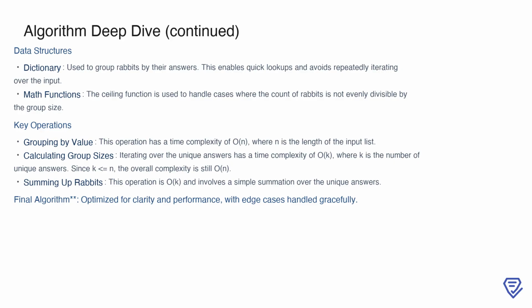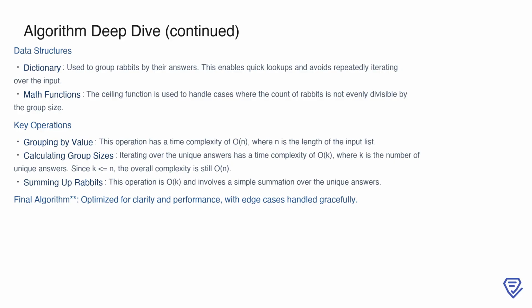This enables quick lookups and reduces the need to repeatedly iterate over the input list, which would be computationally expensive. Additionally, we use mathematical functions like the ceiling function to handle cases where the count of rabbits is not evenly divisible by the group size. This ensures that we account for all rabbits, even when they form partial groups.